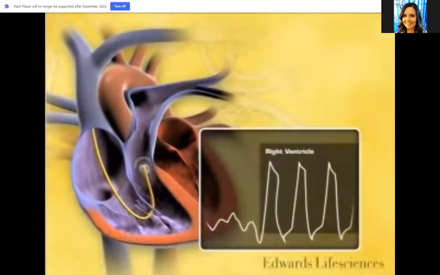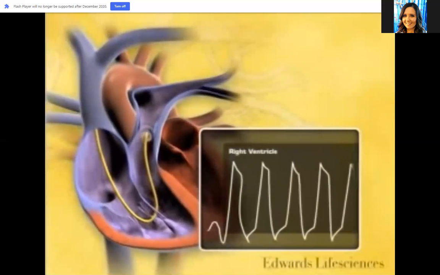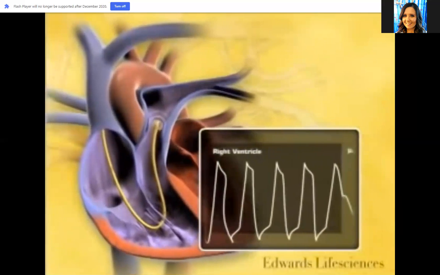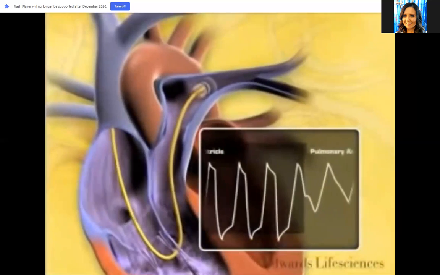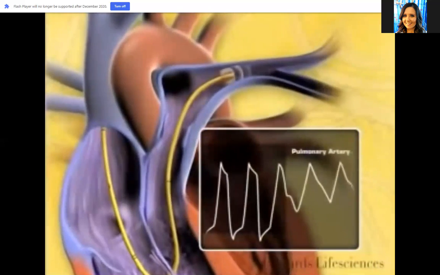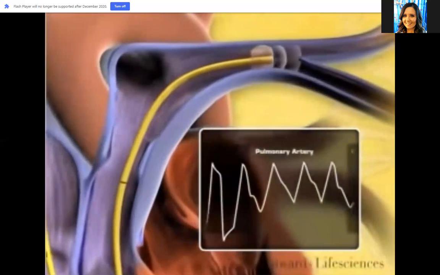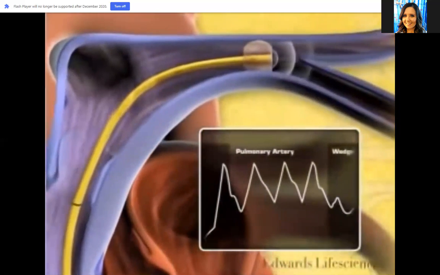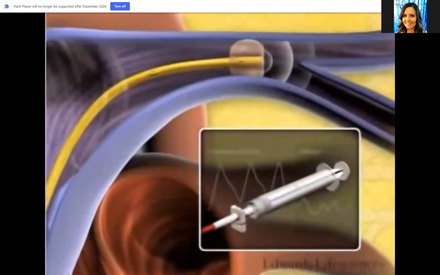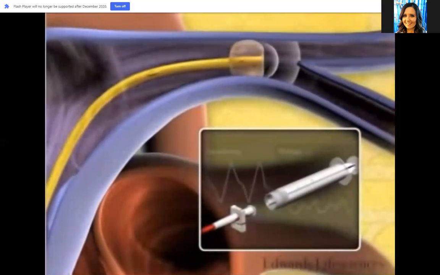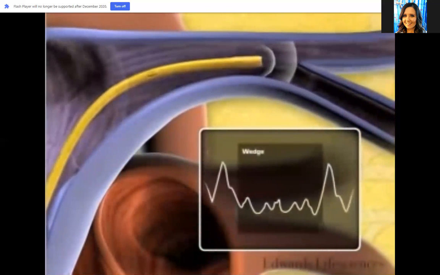Now it goes through the pulmonic valve into the pulmonary artery. We start to see a pulmonary artery waveform, so arterial waveform. And then notice that balloon is becoming wedged in one of the smaller pulmonary arteries. So then we see a wedge waveform. At that point, we'll deflate the balloon, and that's where that catheter will sit.